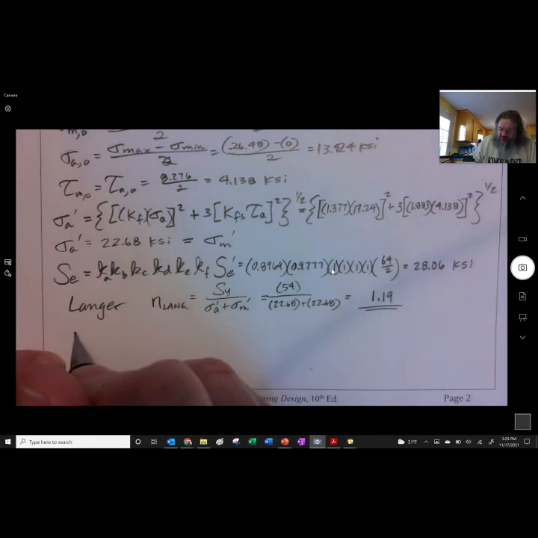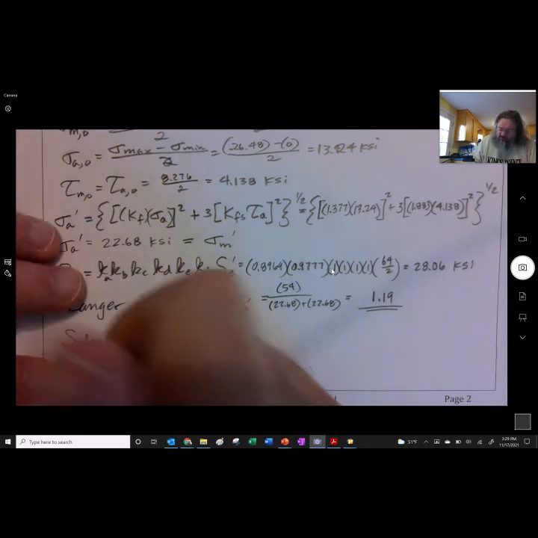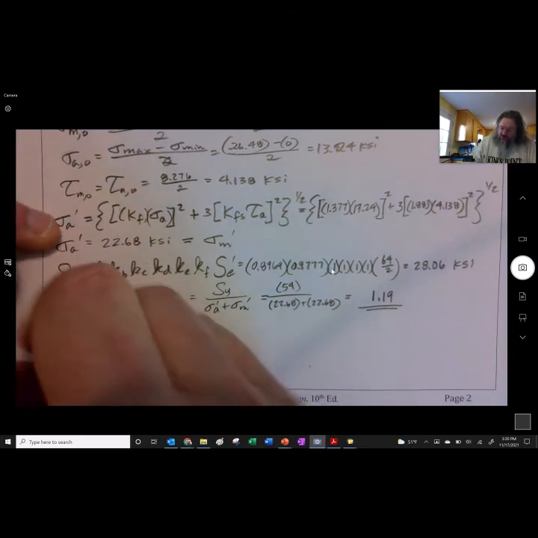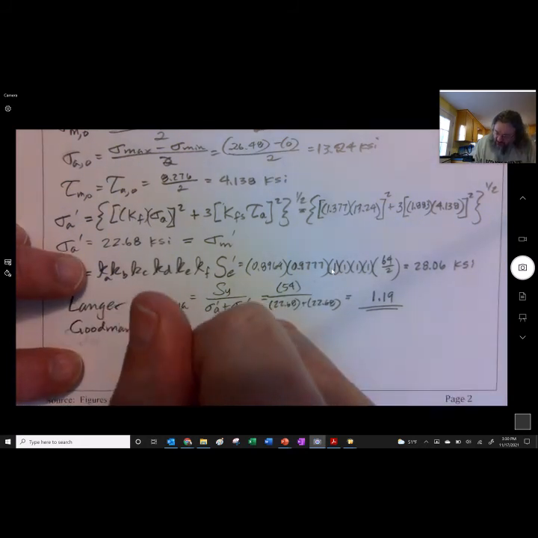So the next one I'm going to do is Soderberg. No, I was only asked to do Goodman. All right, so we'll do Goodman. And I might be able to fit everything on this one page.